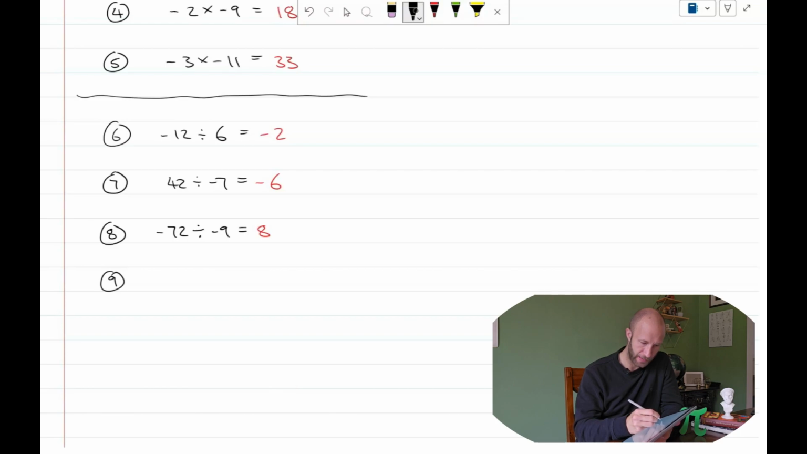Let's do minus 50 divided by minus 10. So a negative divided by a negative gives me a positive answer. 50 divided by 10 is 5. And you should get quite quick at this as you go along.